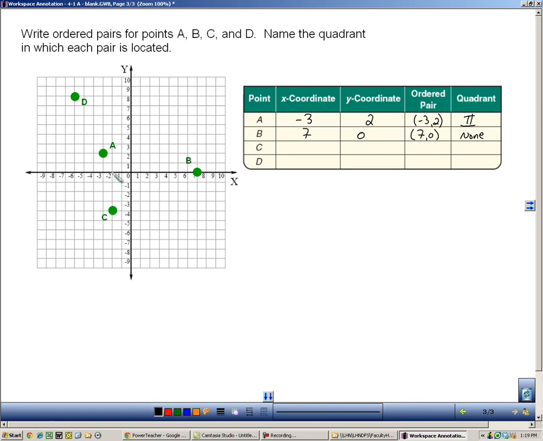C is to the left 2 and down 4, so -2, -4 is my ordered pair, and that's down here in the lower left, which is the third quadrant, Roman numeral 3. And then D to the left 6 and up 8, so -6, +8, and that is in the second quadrant.